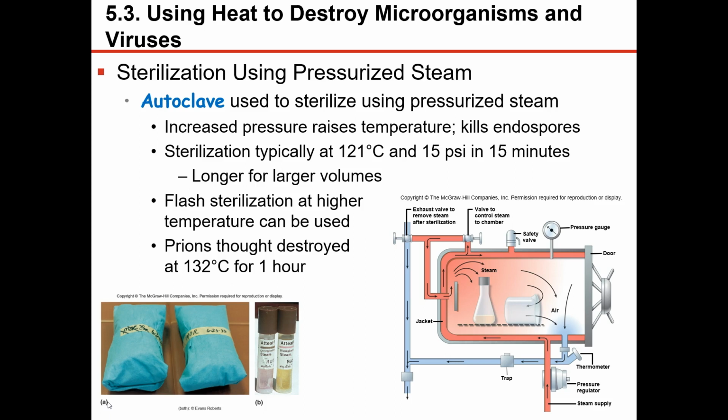Now, it takes time for it to come up to pressure and time for it to release that pressure, so the overall time that it's actually in the autoclave is going to be much longer than 15 minutes, but the amount of time it's at pressure actually doing its thing, sterilizing, is going to be 15 minutes. Prions are thought to be destroyed at 132 degrees Celsius for about an hour in the autoclave. The actual jury is still out on how many could potentially still survive even at those temperatures.